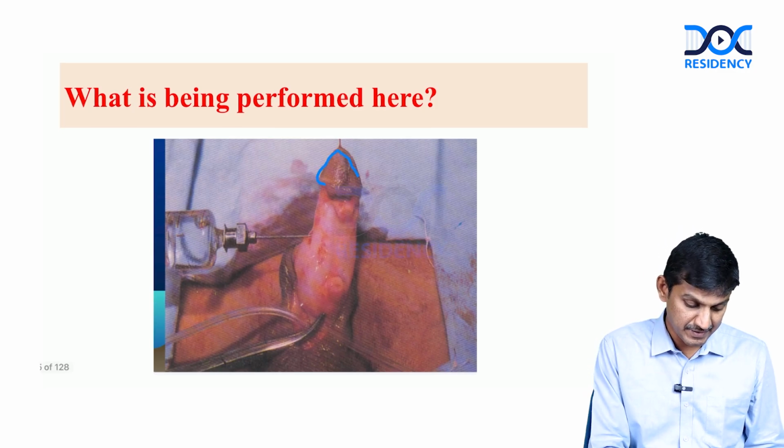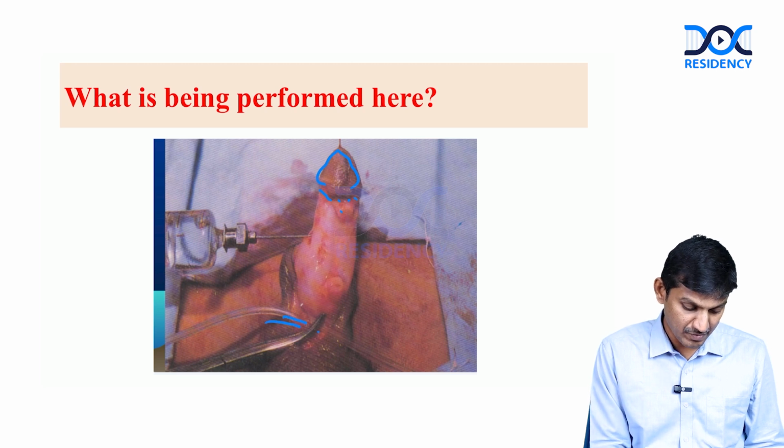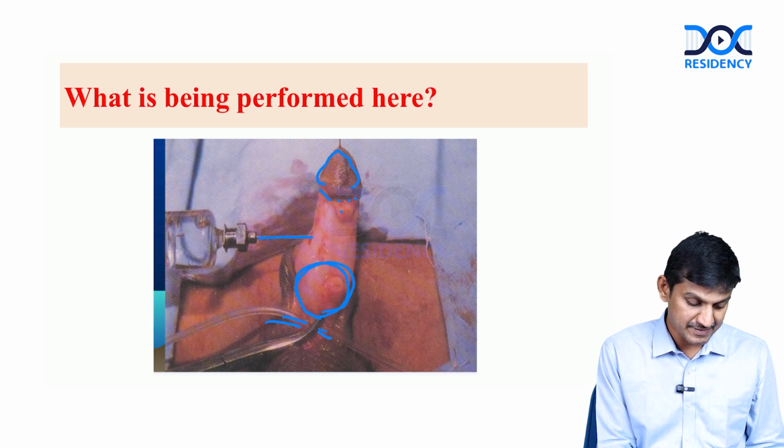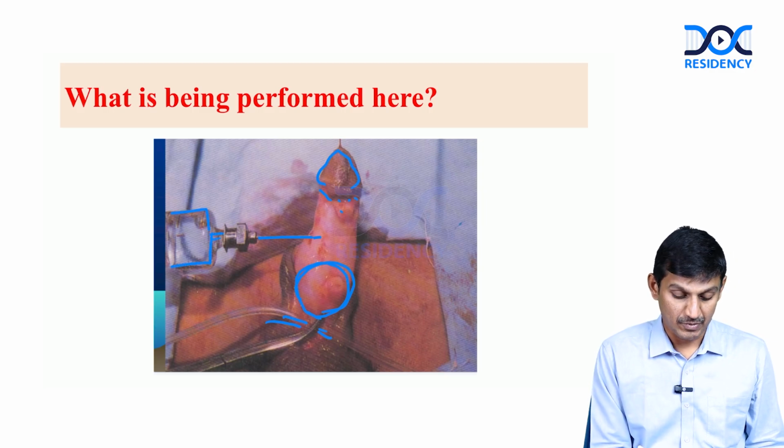Remember, this is a penis. They have degloved the penis. They have applied a feeding tube, and it is probably a tourniquet wound around the penis, and they are injecting saline. They are injecting something inside using a syringe. Okay, they are injecting into the corporal bodies.